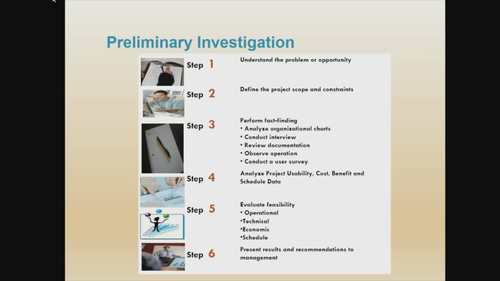So the first step, you need to understand the problem and the opportunity. Second, after you are able to understand what the problems and opportunities are, then you define the project scope and the constraints. What is the scope? What are the features? It means the scope of your project in terms of the functionalities, in terms of the technology that you want to use, and in terms of the users of your project.